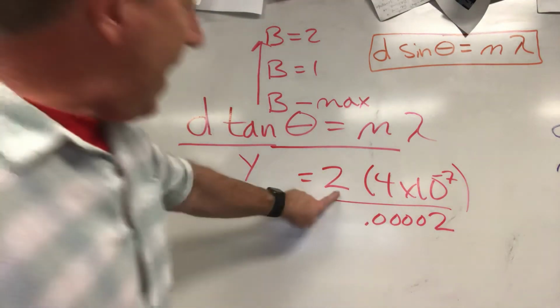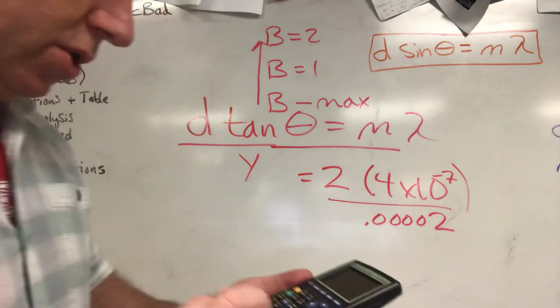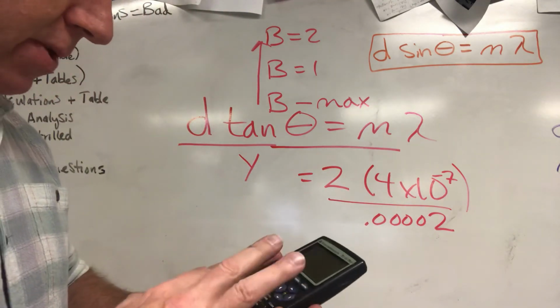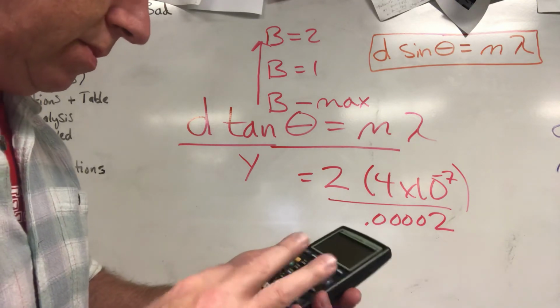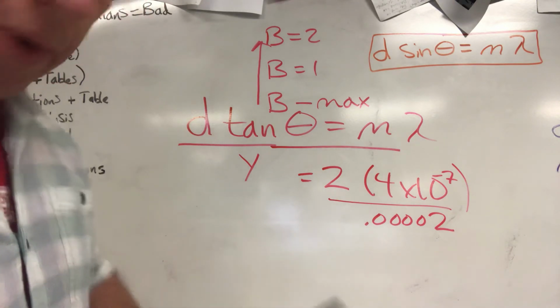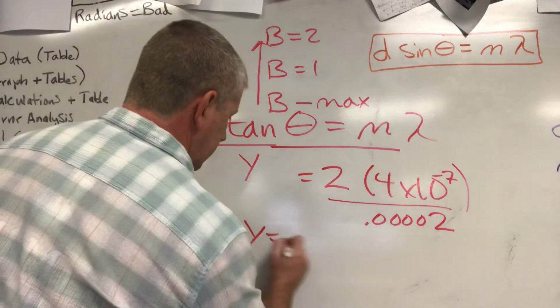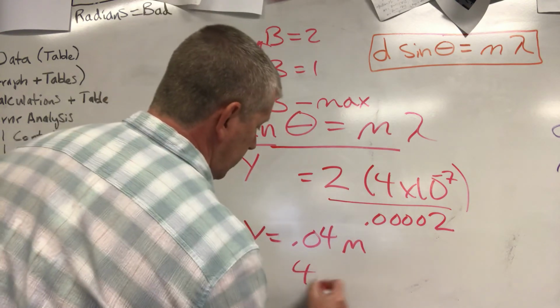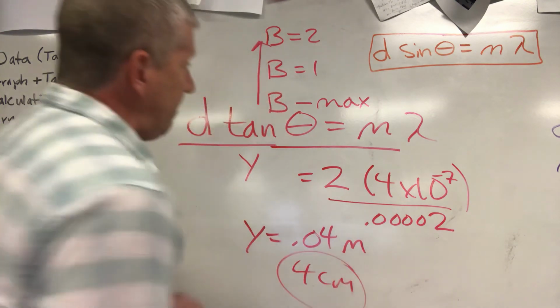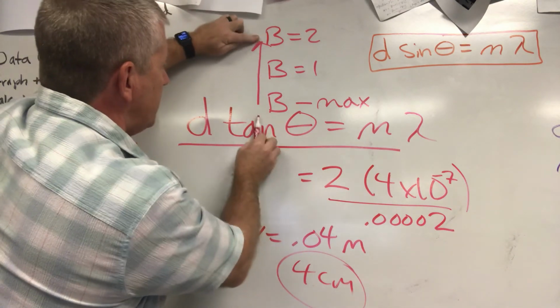So this is going to be 8 times 10 to the negative 7th divided by 0.00002. So let's do 8, second function exponent, negative 7, divided by 0.00002. And then boom, 0.04. Y is equal to 0.04 meters or 4 centimeters away. So that means between the big bright spot and 2 bright spots away, it'd be 4 centimeters.